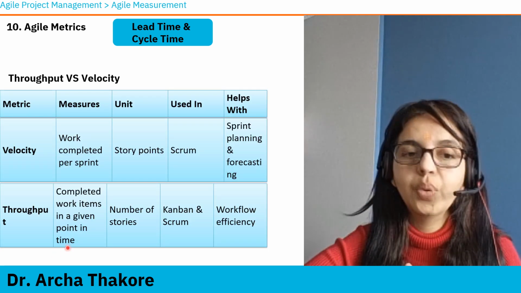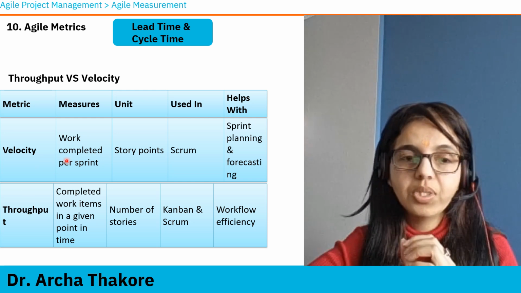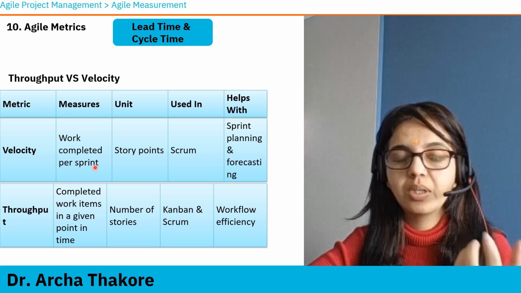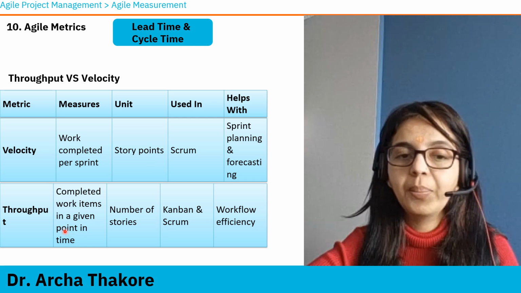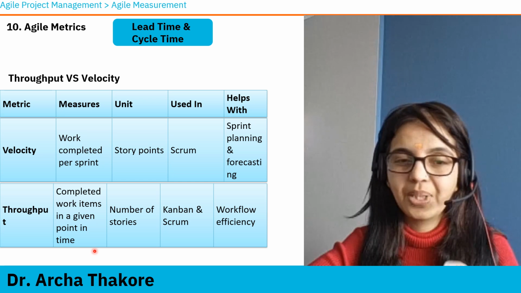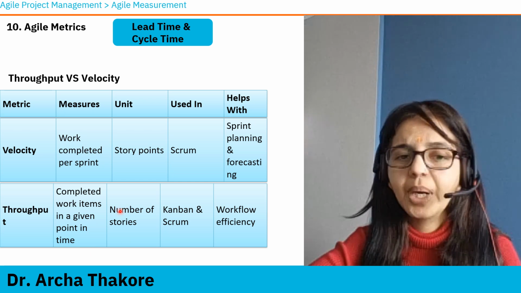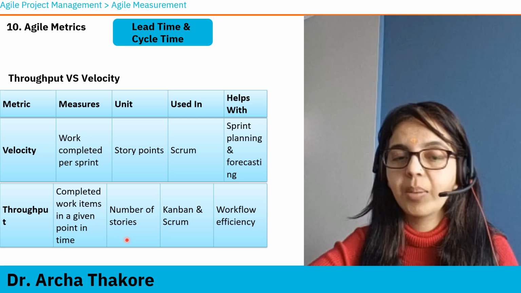A little bit more about it. Velocity and throughput comparison, because people sometimes get confused. Velocity is work completed per sprint. Average shows a trend. And what is the unit? Story points. In throughput, completed work items in a given point of time. What is the number of stories that the team has completed in any time, not necessarily per sprint, maybe per day. The main difference is that throughput calculates the number of stories, while velocity calculates story points.